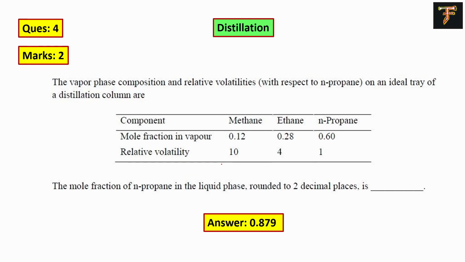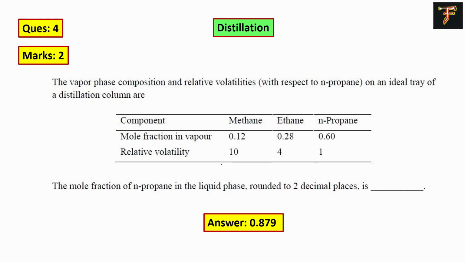Relative volatility means with respect to something. Here they have said that n-propane is the baseline, and with respect to that, methane has this relative volatility, and ethane has 4 relative volatility with respect to propane. Now they have asked: if we know the vapor composition, can you find the liquid composition of propane?